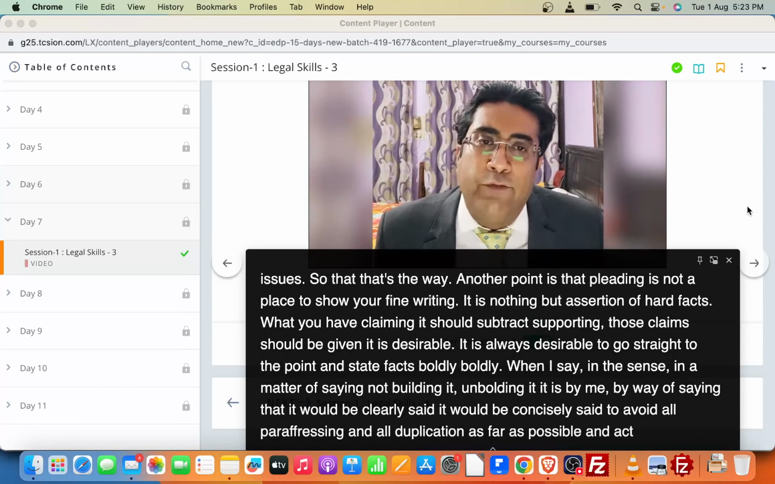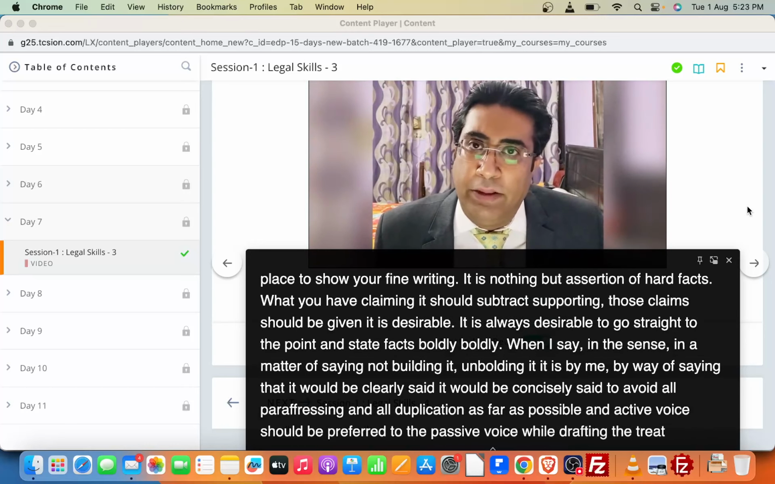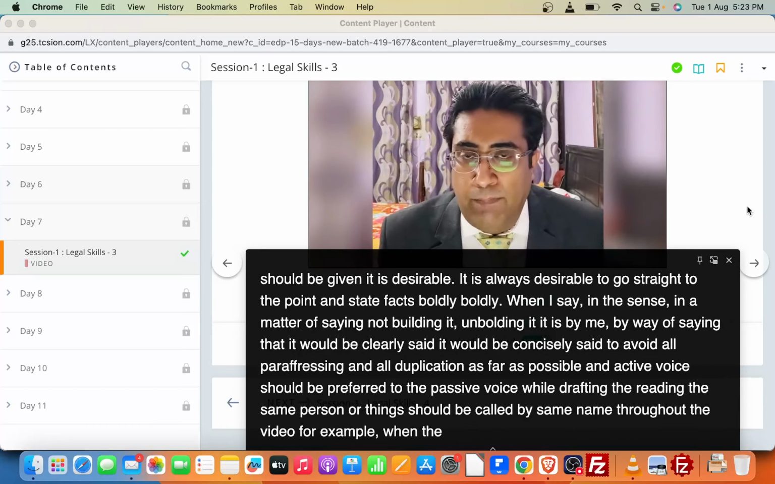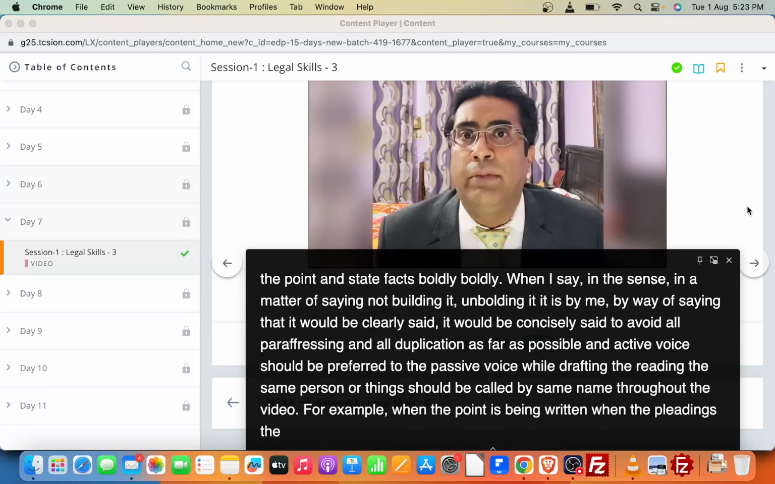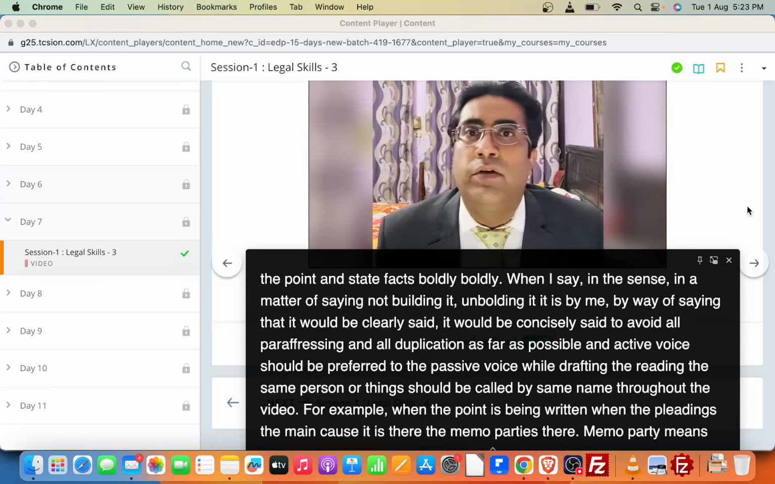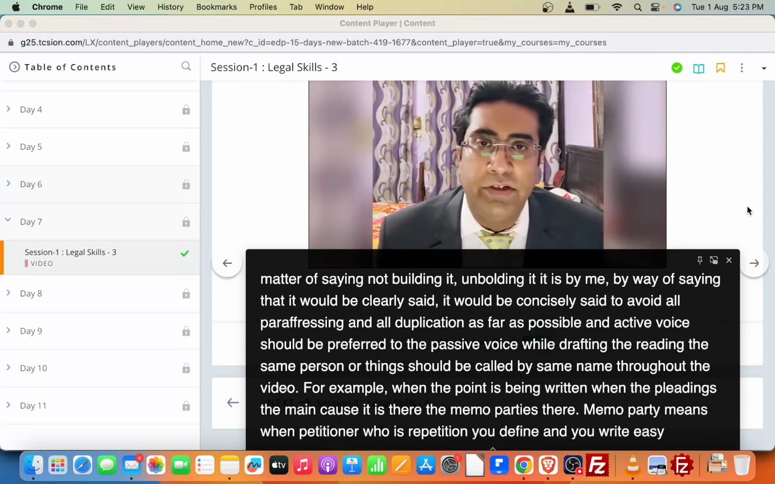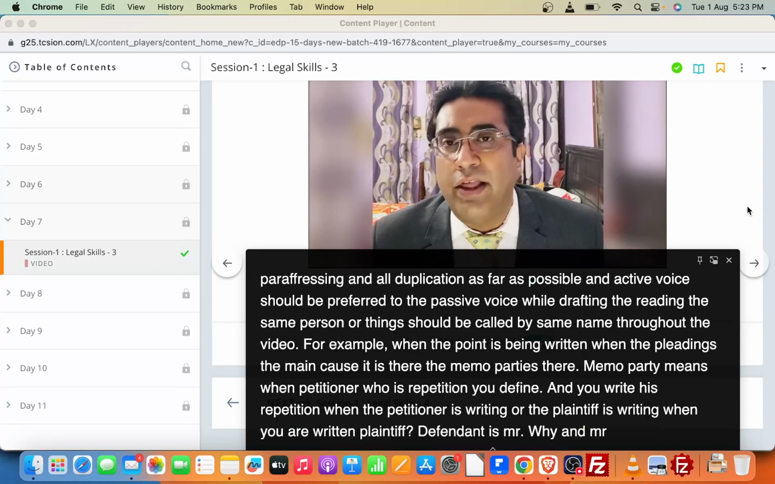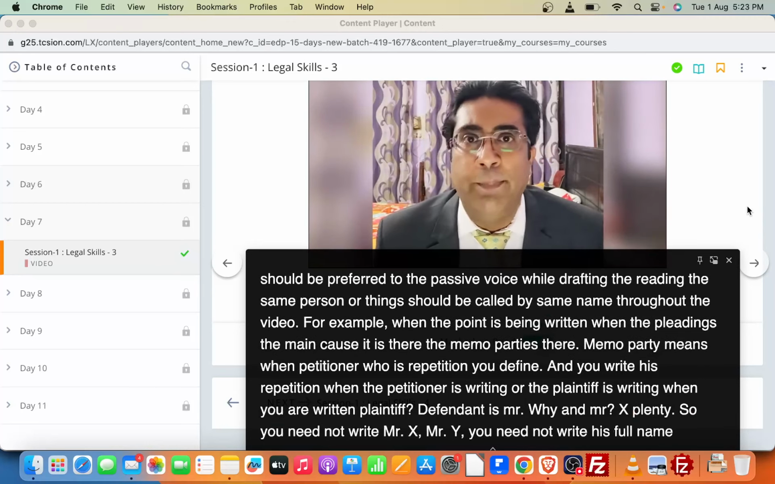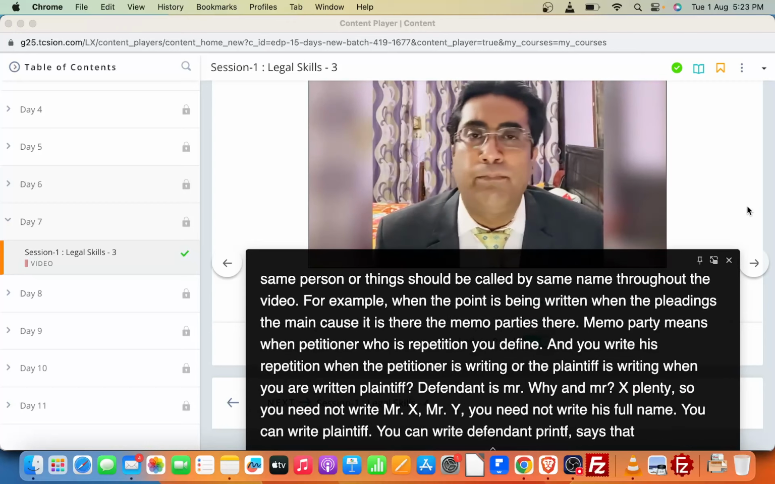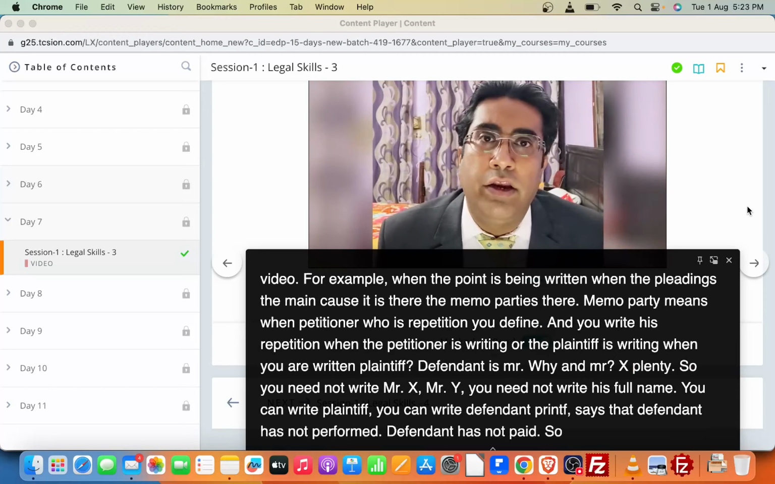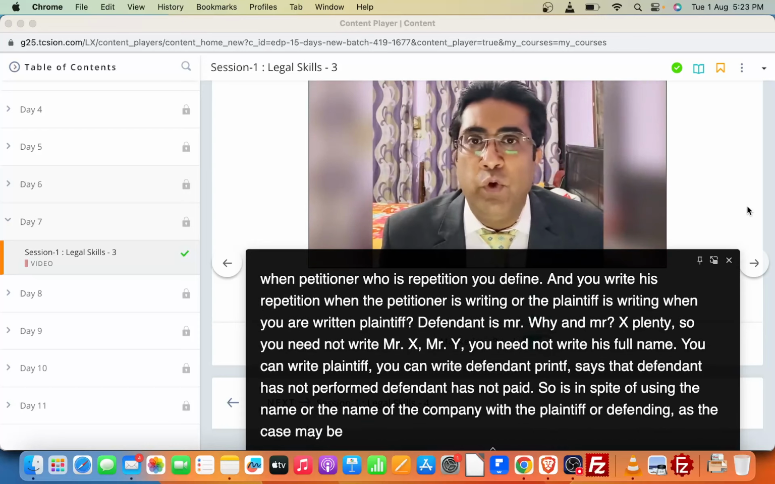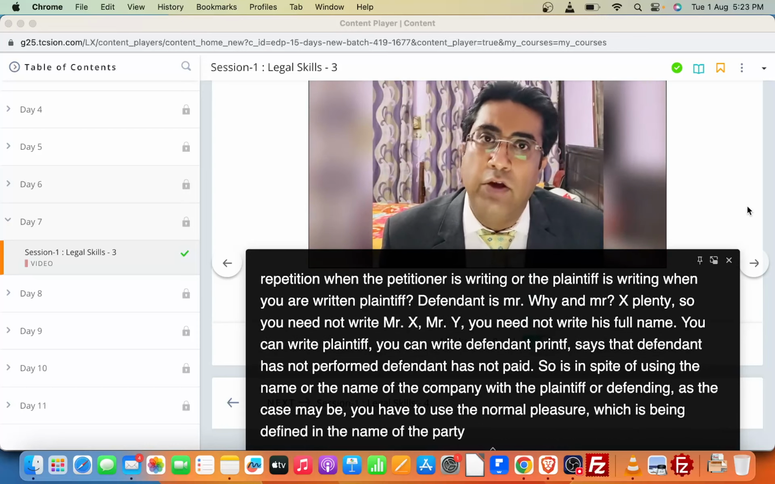As far as possible, the active voice should be preferred to the passive voice while drafting the pleading. The same person or thing should be called by the same name throughout the pleading. For example, when the plaint is being written, the main cause title is there, and the memo of parties is there. In the memo of parties you define who is the petitioner, and you write he is the petitioner. When the plaintiff is writing, and you have written that Mr. X is the plaintiff and Mr. Y is the defendant, you need not write the full name of Mr. X or Mr. Y. You can write plaintiff, you can write defendant. Plaintiff says that defendant has not performed, defendant has not paid. So instead of using the name, or the name of the company, you have to use the nomenclature which is defined in the memo of parties. So you have to go by that.